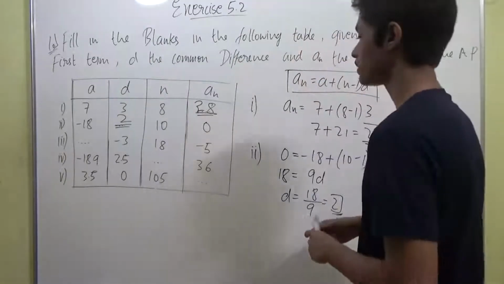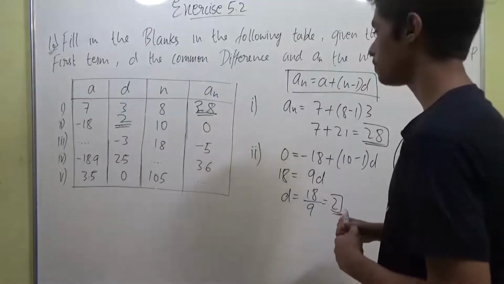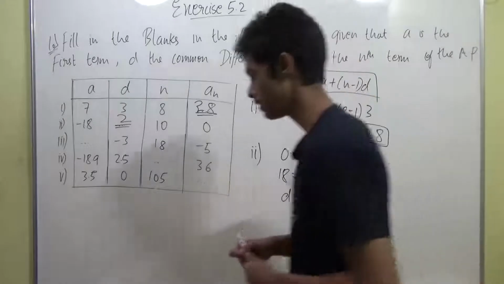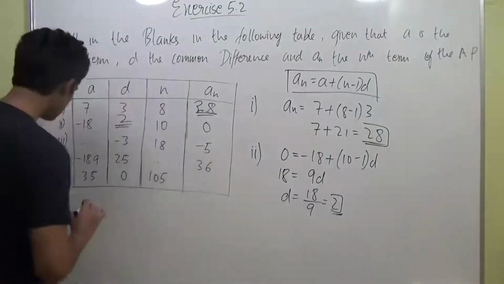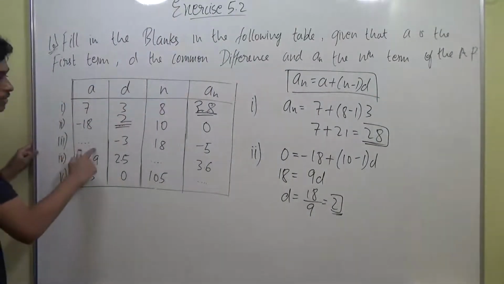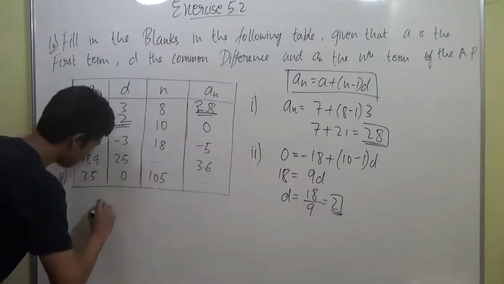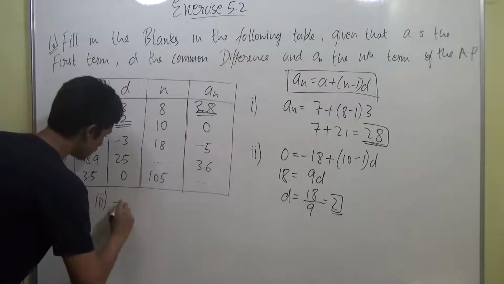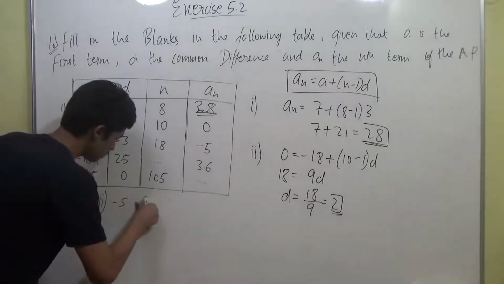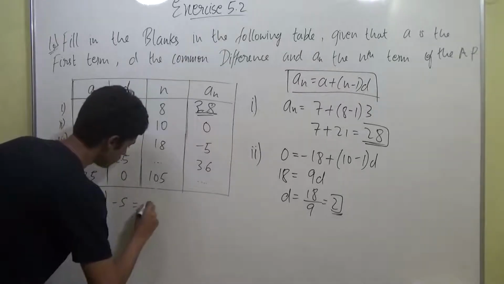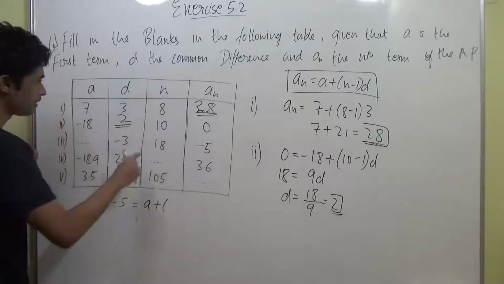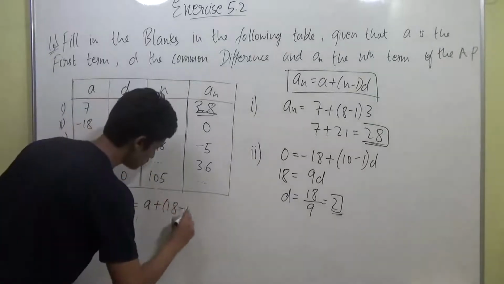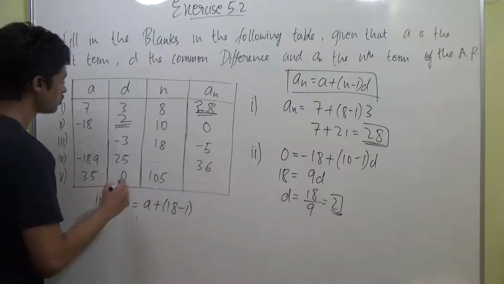Okay guys, for the third sub question I will have to rub a few parts. I'll do the third sub question here. In the third sub question, they have not given the value of a, but all other three they have given. So in place of a, we'll keep it as a of n is minus 5 equal to a plus n minus 1. n is 18 minus 1 into d. So d is minus 3.